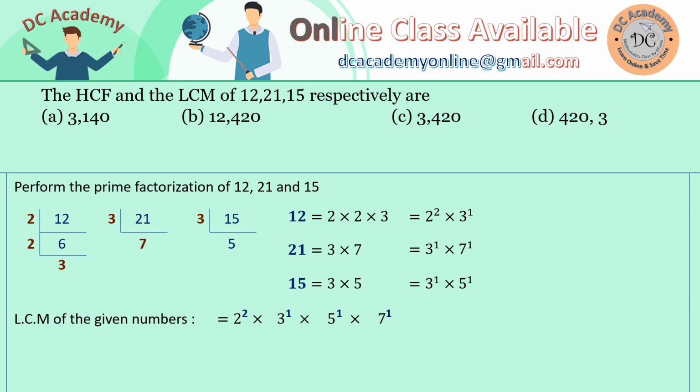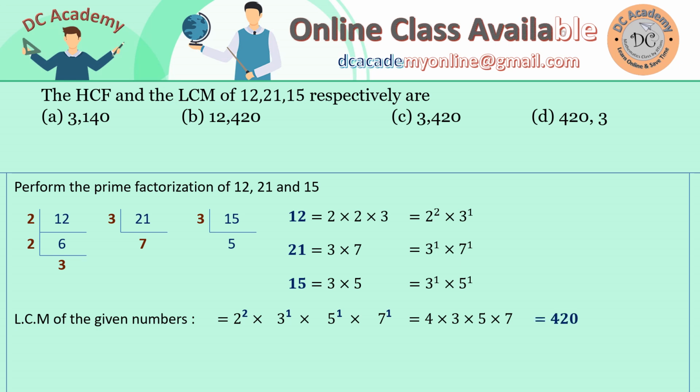Now let's find the product. 2 squared is 4, into 3, into 5, into 7. If you calculate, 4 into 3 is 12, 12 into 5 is 60, 60 into 7 is 420. So therefore our LCM is 420.